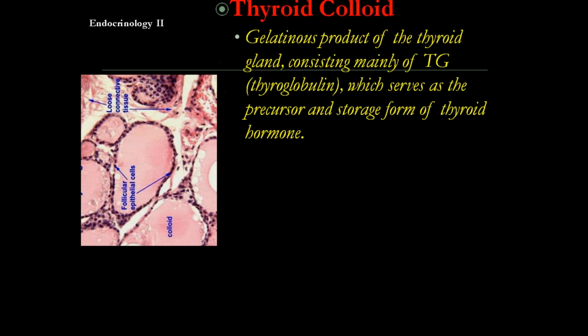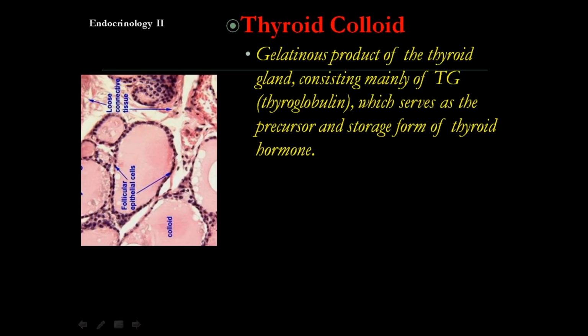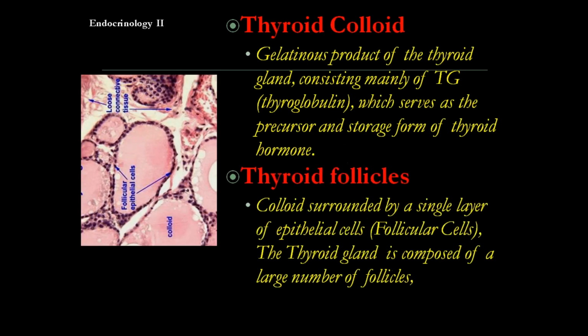Okay, so more here. So we have the thyrocolloid, a gelatinous product of the thyroid gland that consists mainly of the TG, the thyroglobulin protein, and these cells, with the nucleus in each cell, are going to send the thyroglobulin into the colloid substance. So we have the thyroid follicle. So we have one thyroid follicle here, another follicle here, another follicle here, another follicle here.